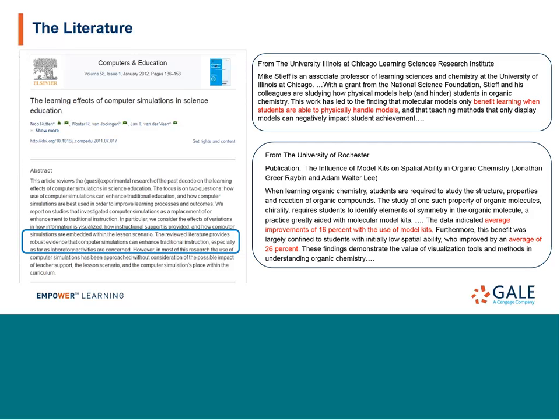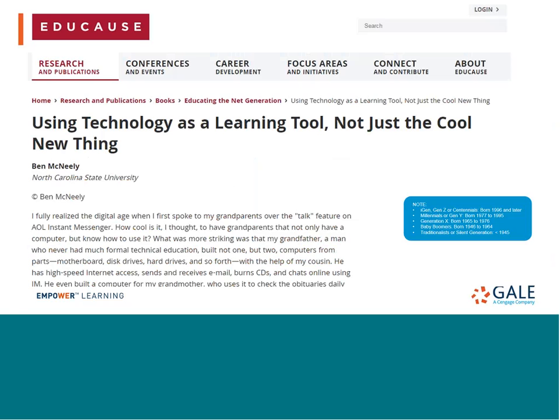At the University of Rochester, and this is on the lower right, they essentially arrived at the same conclusion, quantitatively measuring an average improvement of anywhere from 16 to 26% improvement in scores with the use of model kits. Again, interaction with the kits appears to make the difference in the scores. This is, of course, not all of the literature, but it's meant to give you a flavor of the conclusions that were reached. This next article is from EduCause.